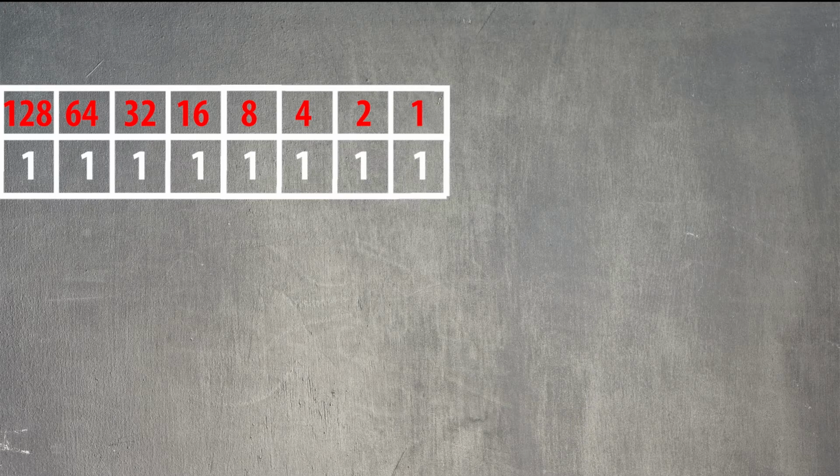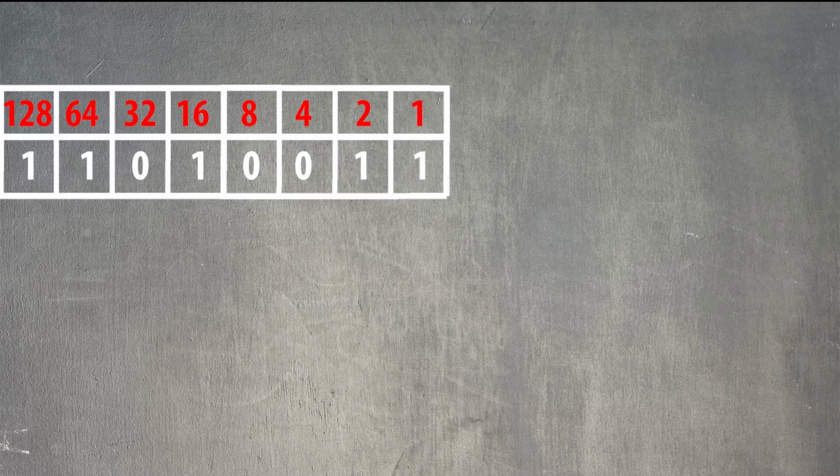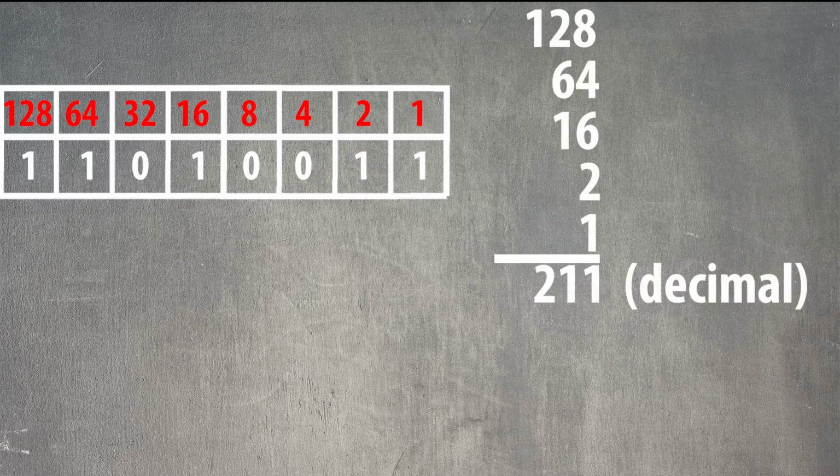For practice, if you want to, pause the video and convert 11010011 to decimal, and I'll give the answer next. Adding up the column headers gives 128 plus 64 plus 16 plus 2 plus 1 equals 211.